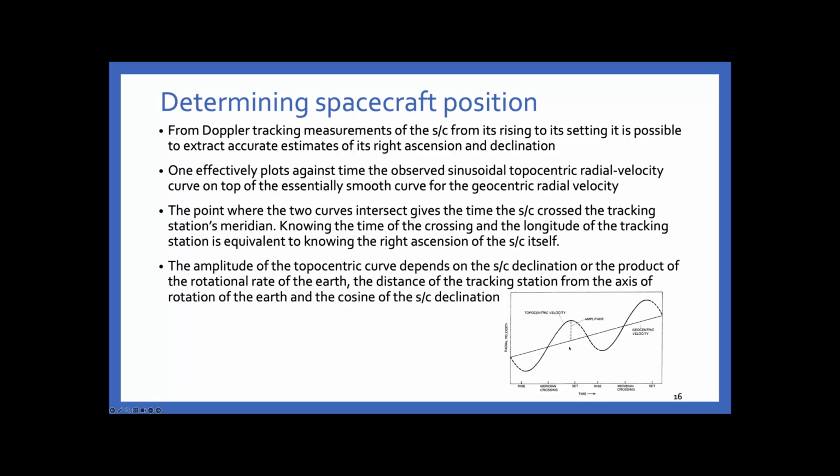And the amplitude of this that we compute is going to be based upon our knowledge of the distance the station is from the rotation axis of the Earth by the cosine of the declination. And from that, we derive the spacecraft right ascension and declination from multiple passes from multiple stations over time. But this is the simple parameterization of where the information content comes from.